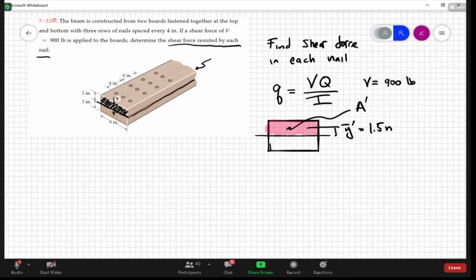And the area here, A prime, is the cross-sectional area of one of these boards. So that's 3 inches times the 9 inches, or 27 inches squared, right? So the Q we would use there is A prime times Y bar prime, or 1.5 times 27. So that's 40.5 inches cubed.